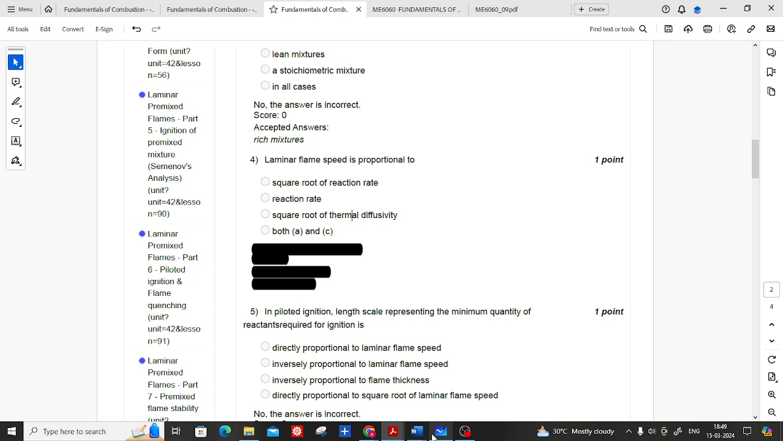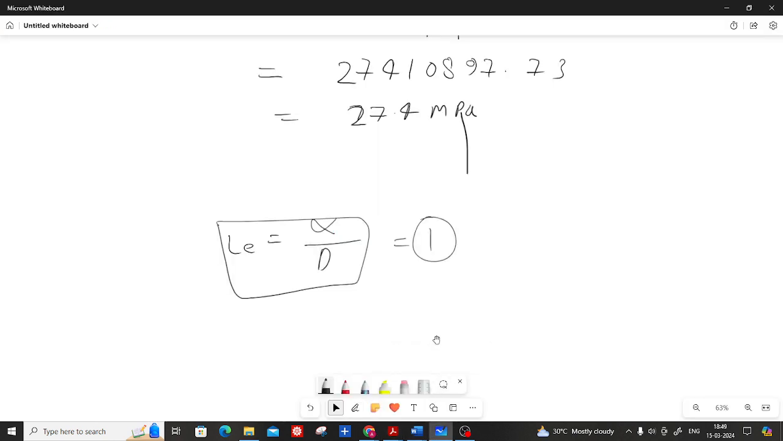If you see that, then the flame speed SL is of the order of alpha into omega to the power 0.5. I am not saying equal. I am saying it depends on alpha into omega to the power 0.5. So thermal diffusivity and reaction rate.